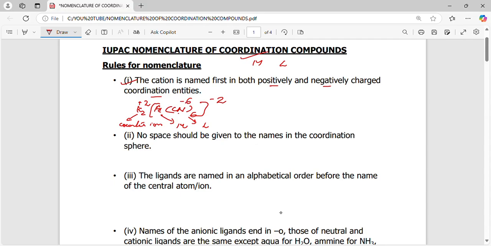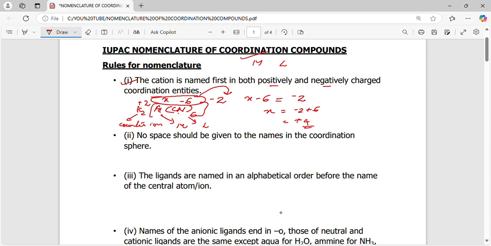To find the charge of the metal, let's put x for iron. The total charge is x - 6. The charge inside the coordination sphere equals the charge of the coordination sphere shown outside. So x - 6 is equal to -2. So x is equal to -2 plus 6, which equals +4. This is the charge of the central metal atom.